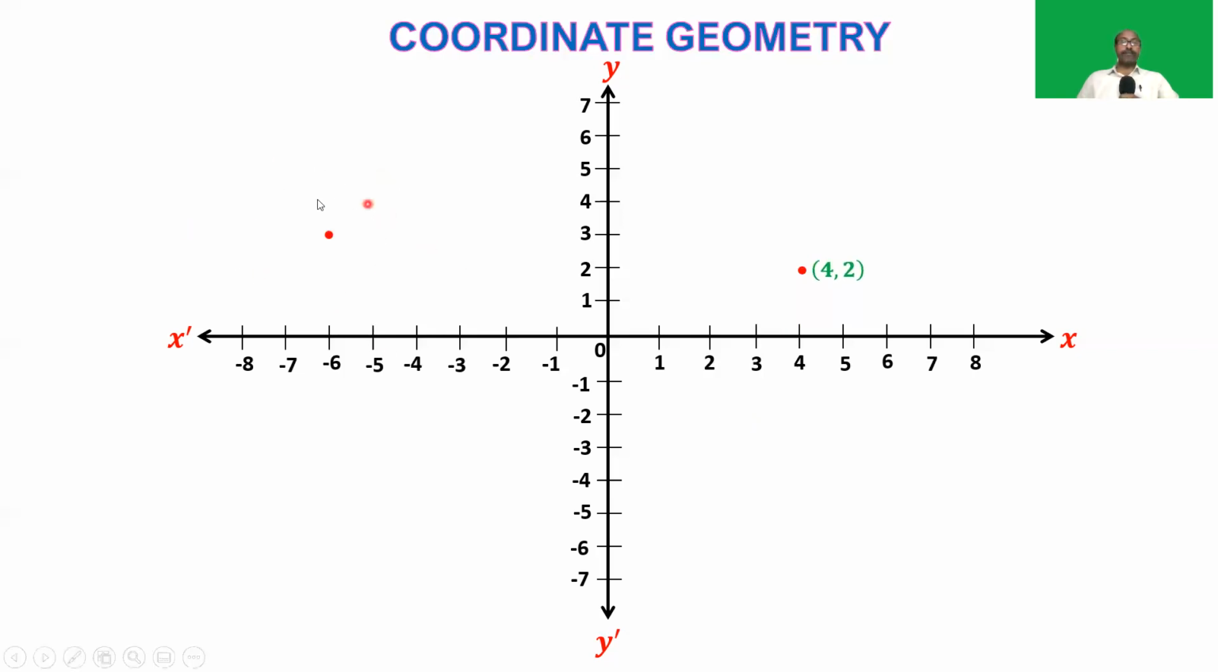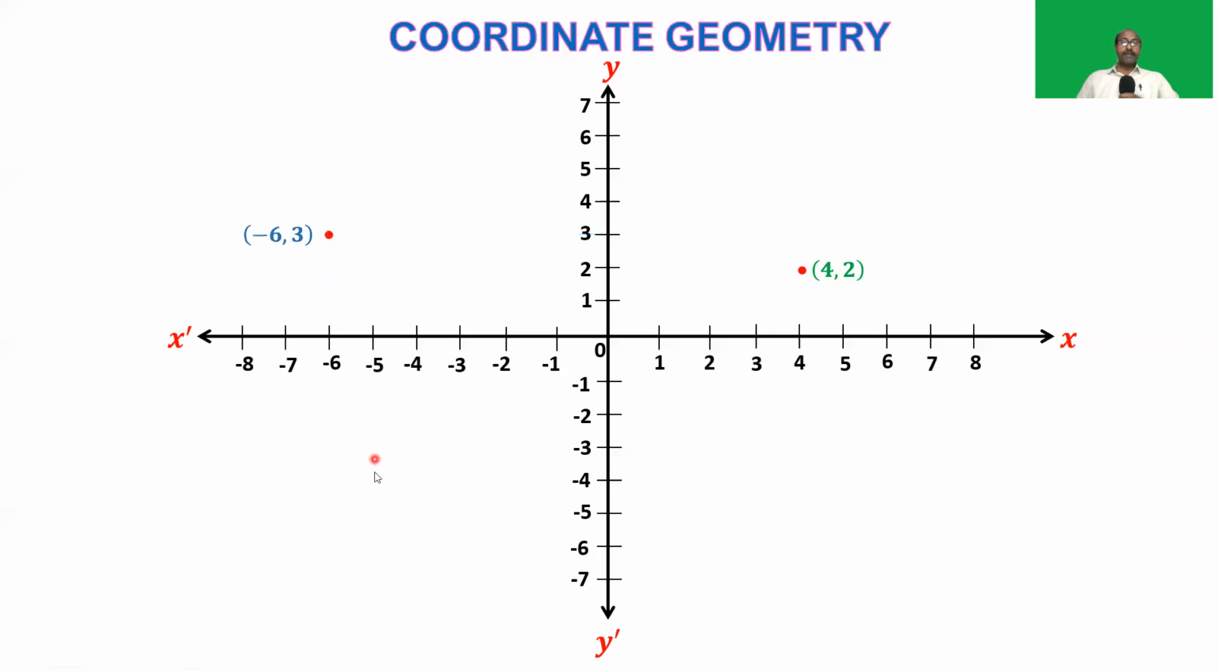So take one more point here. Now this point is 6 units away from y-axis and 3 units away from x-axis. But it is on the left side of the origin. So we take the coordinates as negative x and positive y. That is minus 6 and 3. So the coordinates of this point are (-6, 3).